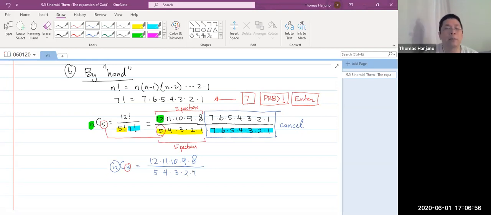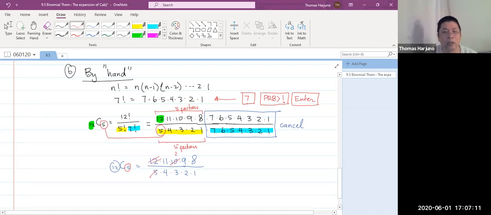Okay, so for example, I want to compute this further. Let me do canceling. Let's say this 10 cancels with 5, I get 2. And then this 12 here cancels with 4 times 3. Oh, you know what? Let me cancel that 2 with this 2 also. Right, so I end up with 11 times 9 times 8. 9 times 8 is 72. 11 times 72.